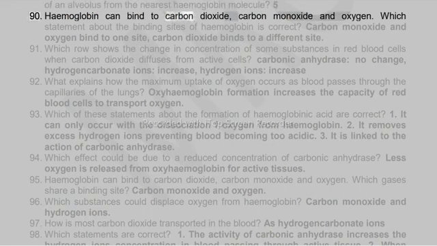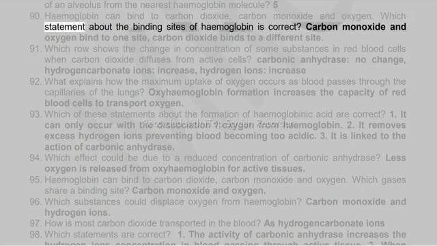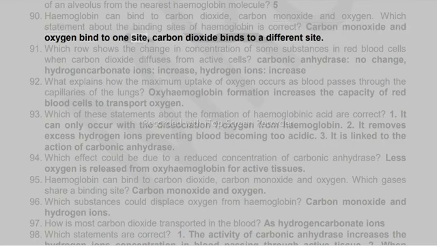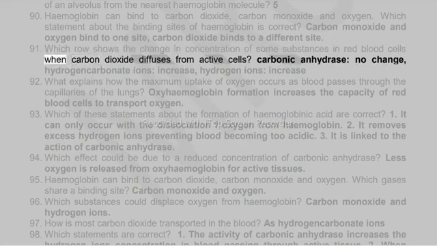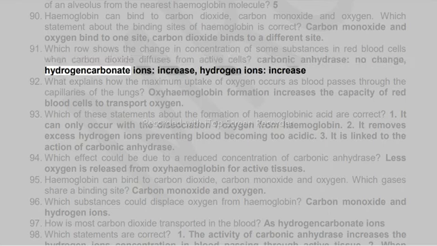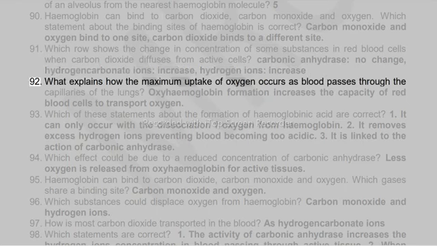90. Hemoglobin can bind to carbon dioxide, carbon monoxide, and oxygen. Which statement about the binding sites of hemoglobin is correct? Carbon monoxide and oxygen bind to one site, carbon dioxide binds to a different site. 91. Which row shows the change in concentration of some substances in red blood cells when carbon dioxide diffuses from active cells? Carbonic anhydrase, no change; hydrogen carbonate ions, increase; hydrogen ions, increase.